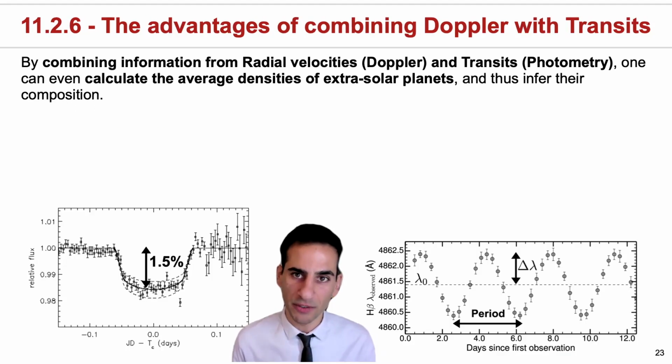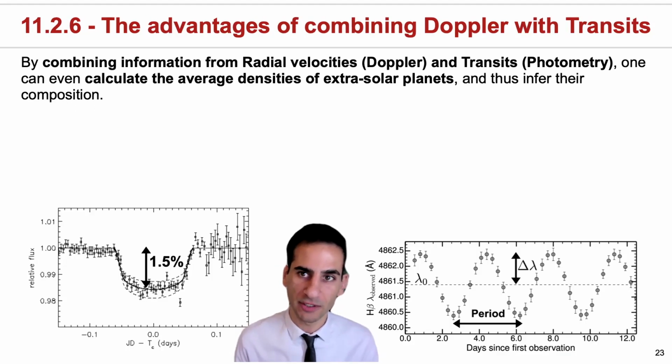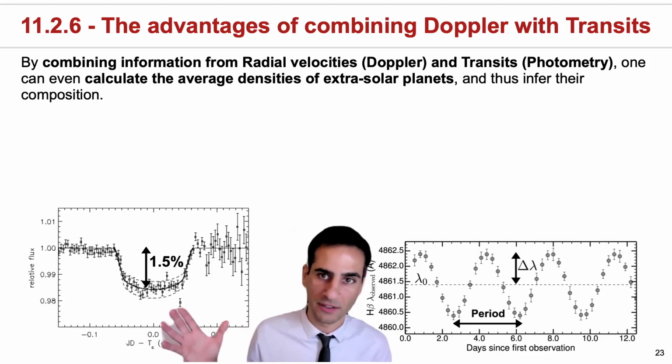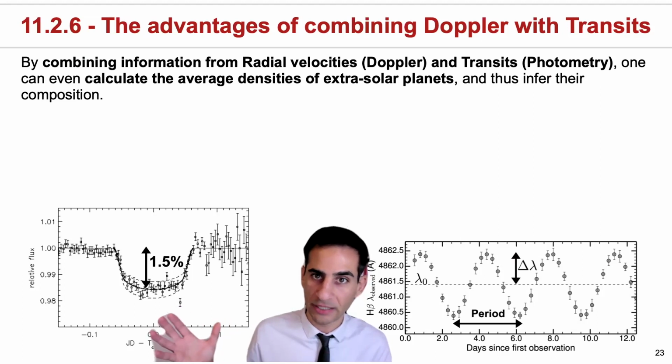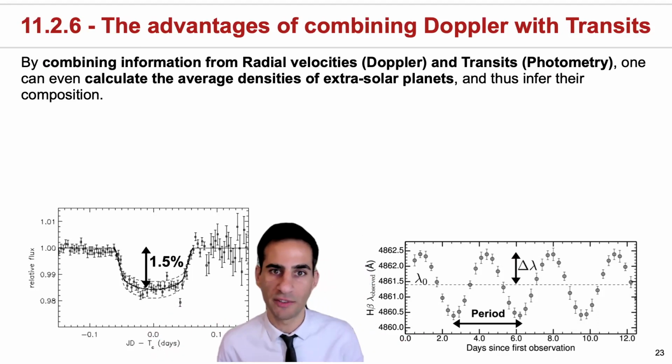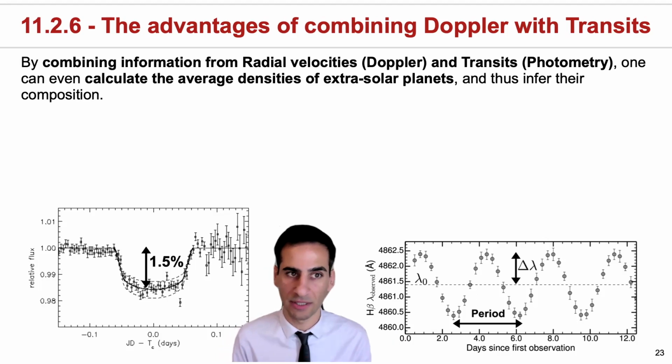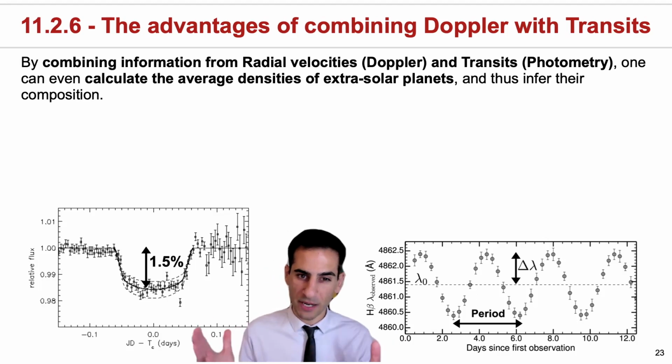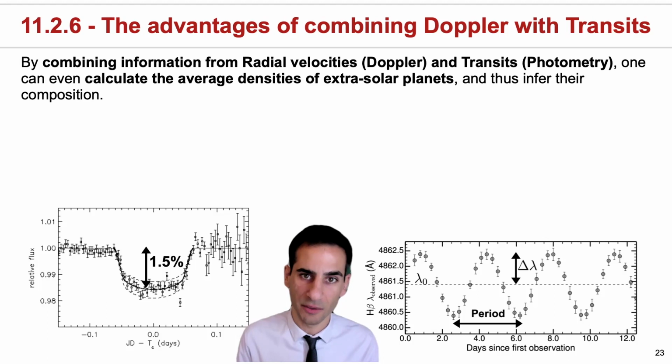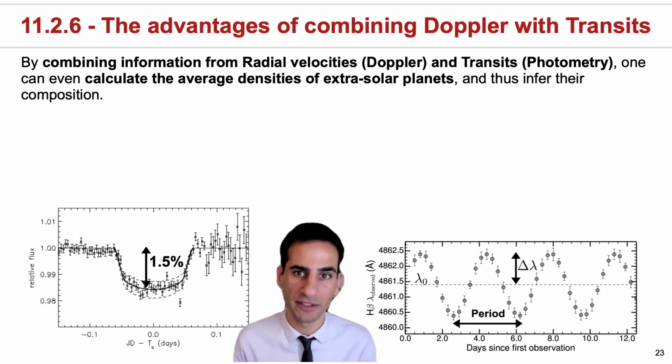Another reason why we would want to have planets confirmed with both the Doppler and the transit method is because we can combine the information to learn even more. The transit method will tell us about the size of the planet, while the Doppler effect, or radial velocities, will tell us about the mass of the planet. What this means is that if we combine both, we can determine the density of the planet and therefore infer something about its composition.